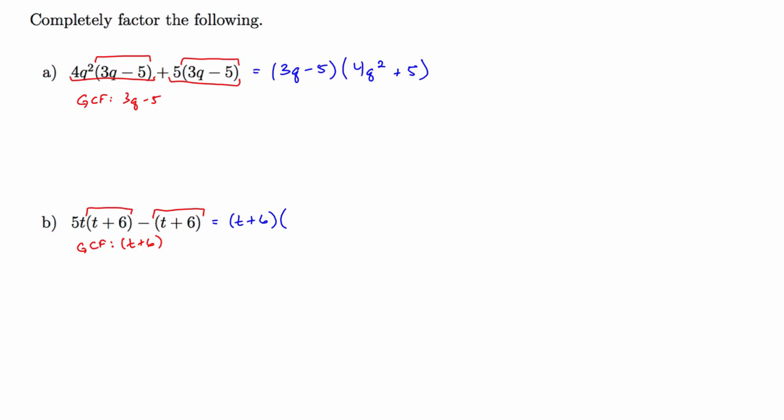When we factor the t plus 6 off the first term, we will be left with 5t. And when we factor the t plus 6 off the second term, we have to recognize there is a hidden or an implied 1 in front of those parentheses. So when we factor t plus 6 off the second term, we will be left with a minus 1. This will give us a factored version of quantity t plus 6 times the quantity 5t minus 1.